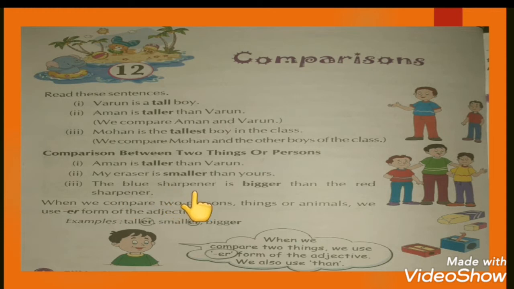The blue sharpener is bigger than the red sharpener. Here, the non-living thing sharpener is getting compared with each other by the word bigger. When we compare two persons, things or animals, we use the er form of the adjectives. Example, tall plus er, that is called taller, small plus er, smaller, big plus er, that is bigger. When we compare two things, we use the er form of adjectives. We also use than.